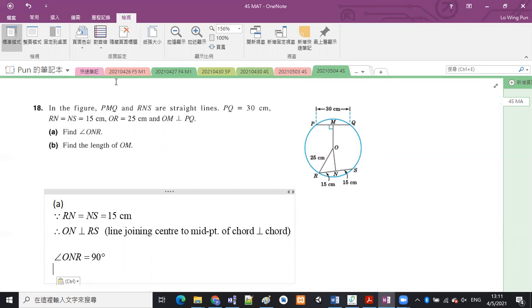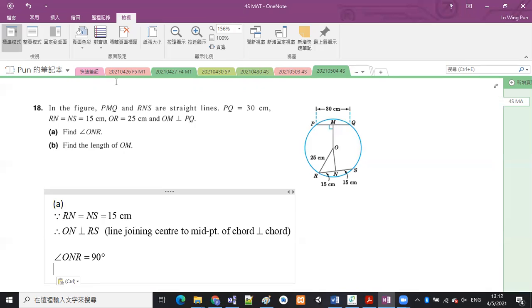Then part B, find the length of OM. OM is this one. OM is the distance between center and the chord PQ, and ON is the distance between center and the chord RS. Can you notice that the chord PQ and chord RS are equal chords? So they will be equal distance from center. If we can find ON, then the answer OM will be exactly equal to ON.